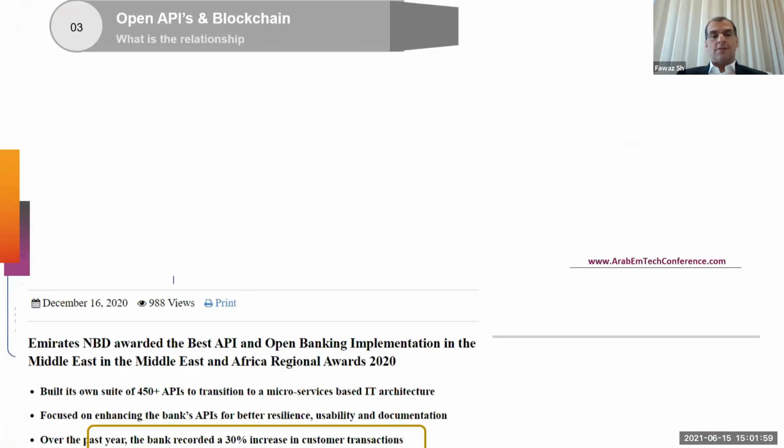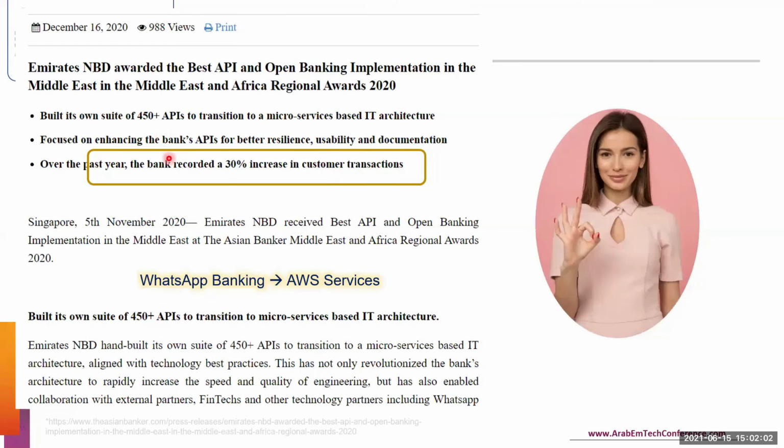Now let's talk about open APIs and blockchain. What are the advantages? Fawaz, we have like 2 minutes, 3 minutes maximum. Okay, all right, no problem.